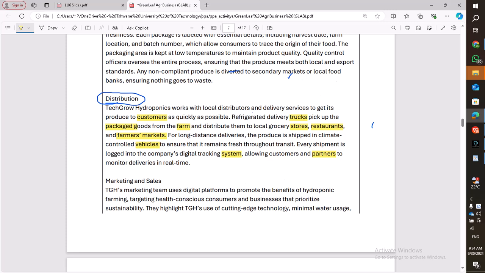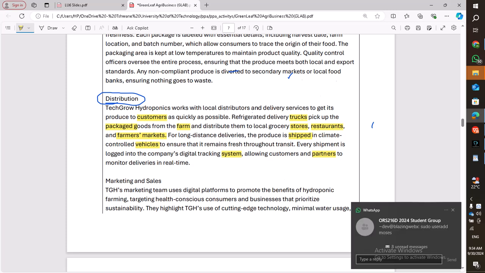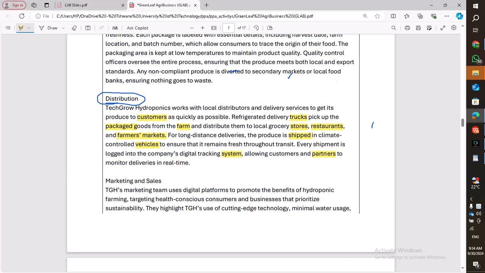For long distance delivery, the produce is shipped in a climate control vehicle to ensure that it remains fresh throughout the transit. Every shipping is logged into the company digital tracking system, allowing the customer and partner to monitor a delivery in real time.